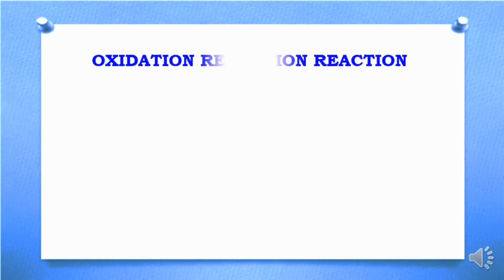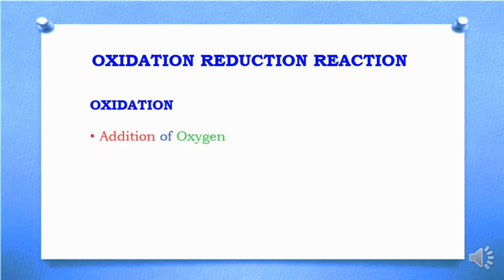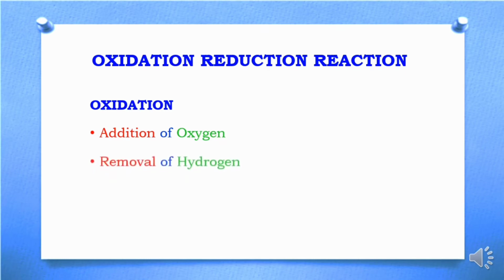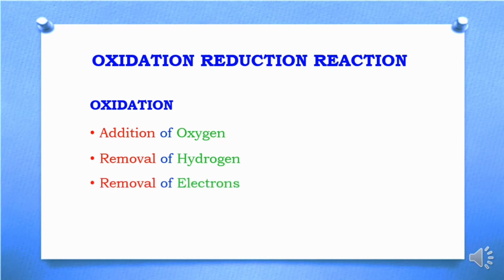Well, oxidation-reduction reactions can be defined in three ways. These can be defined in terms of oxygen, in terms of electrons, and in terms of hydrogen. So oxidation is the addition of oxygen into any compound, or it's also the removal of hydrogen from any compound or molecule, or it's also defined as the removal of electrons from any compound or molecule.